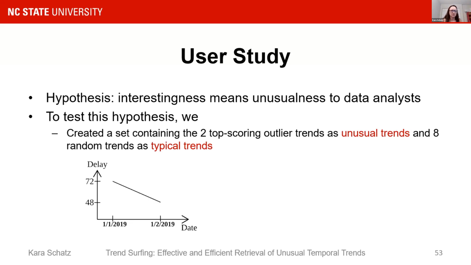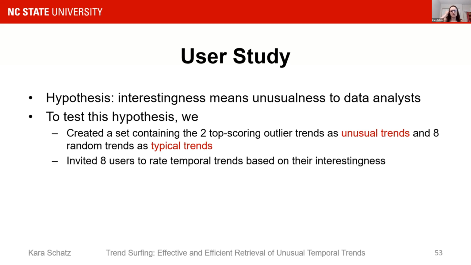So for this study, we created a set of 10 temporal trends containing 2 top scoring outlier trends as unusual trends. For example, this one here, and 8 random trends as typical trends, such as this one here. We then asked the users to rate each of the 10 trends based on the degree to which they were interested in them.